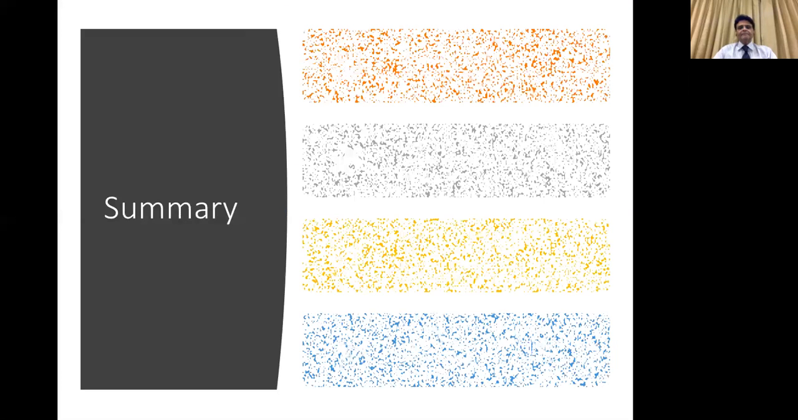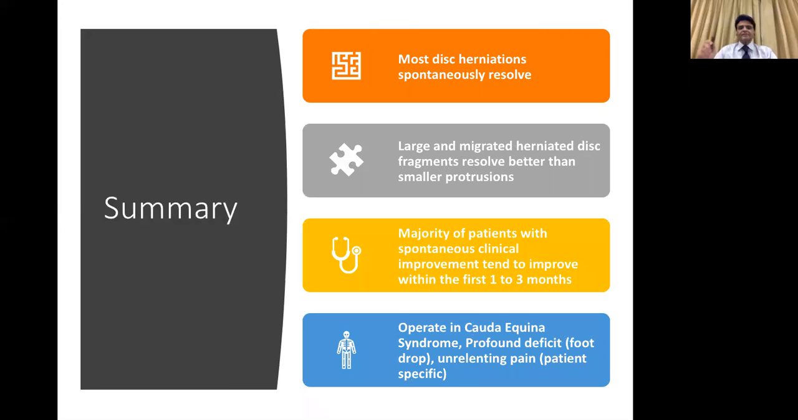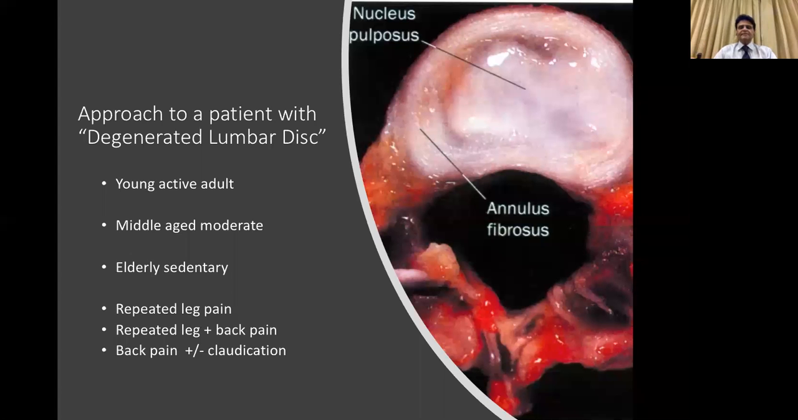So in summary, most disc herniations will spontaneously resolve. Large migrated herniated fragments will resolve better than smaller protrusions. Majority of patients show spontaneous improvement in the first 1 to 3 months. Remember still that you have to operate in cauda equina. Profound deficits like foot and ankle drop, toe drops, unrelenting pain not responding to medical management, and the patient cannot live with that. It's disabling their activities of daily living. These are the people who need surgery.